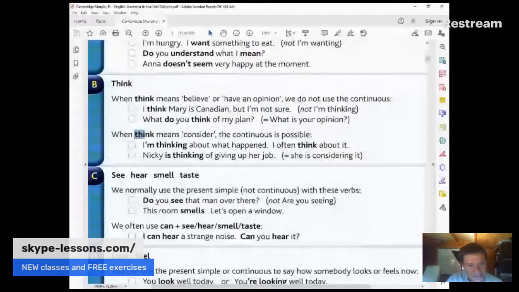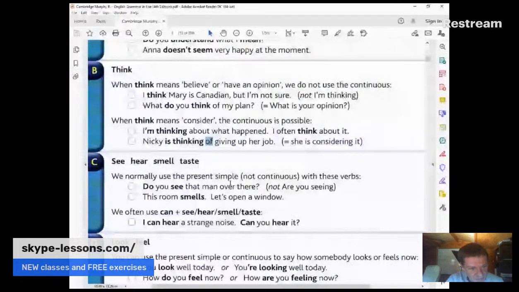I am thinking about what happened. Nikki is thinking of giving up her job, or thinking about. Nikki is thinking about giving up her job. I would say thinking about there. I wouldn't use the of, because for me, of is normally opinion and about is normally a plan.